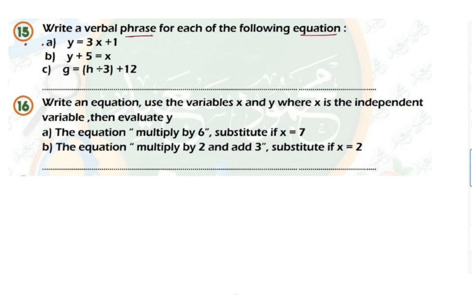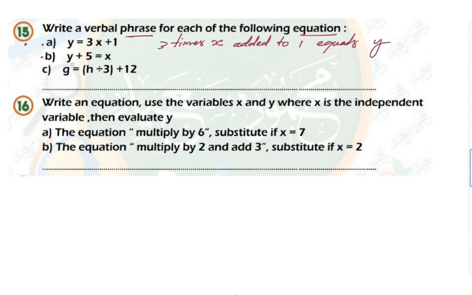3 times x, just add 1, equals y. So 3 times x, 3x added to 1, or plus 1, equals y.